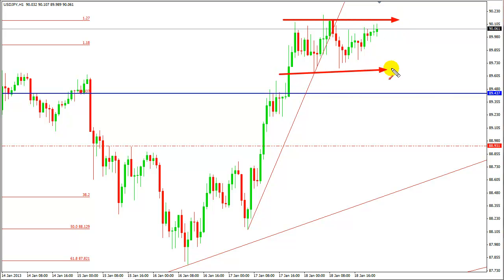So a little bit of caution now, a little bit of consolidation, okay? It can easily take out this high point right here. Easily take out this high point. So be very, very careful. This could continue along for a little bit longer. What I would have liked to see is something definite.